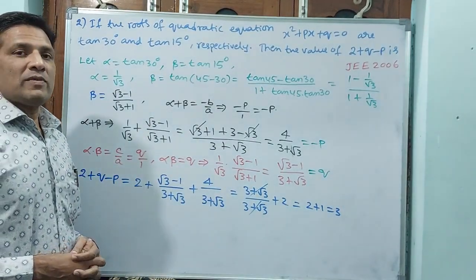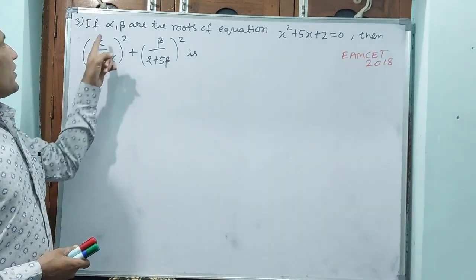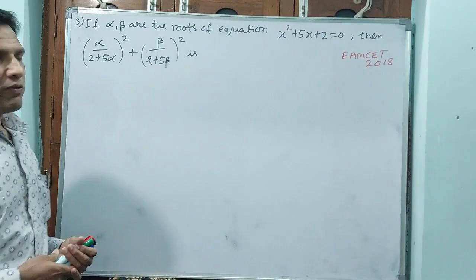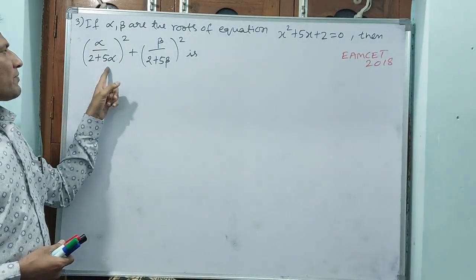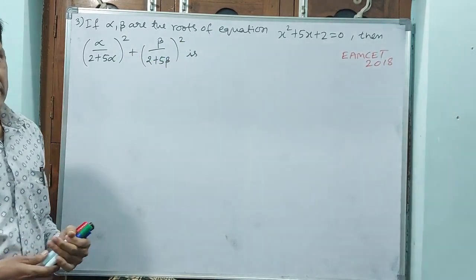Okay, let us go for third question. Okay, see question number 3. If alpha, beta are the roots of equation x square plus 5x plus 2 equal to 0, then what is the value of this one? Alpha by 2 plus 5 alpha whole square plus beta by 2 plus 5 alpha whole square is equal to how much, like they are asking. Okay.